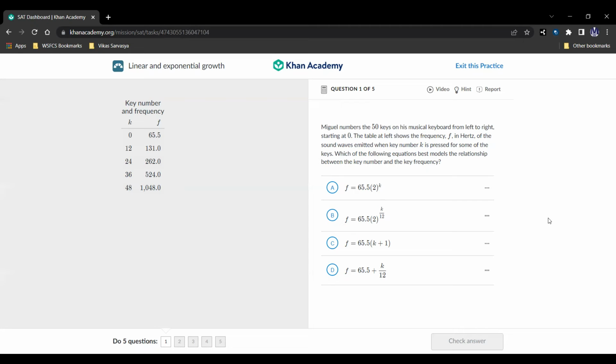Hello and welcome. Today we're going to be looking at linear and exponential growth as part of the problem solving and data analysis portion of the SAT math section. As always, we're going to be looking at 5 questions, explaining them to find the intricacies of this topic.